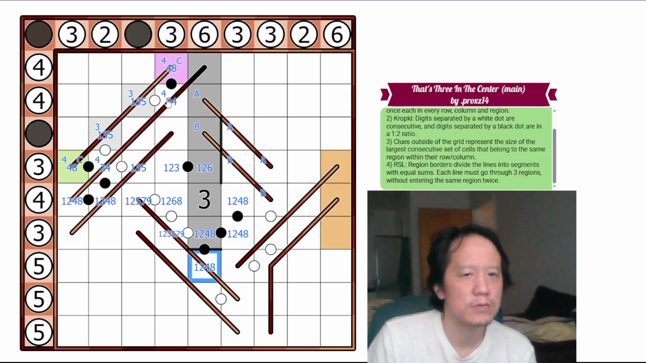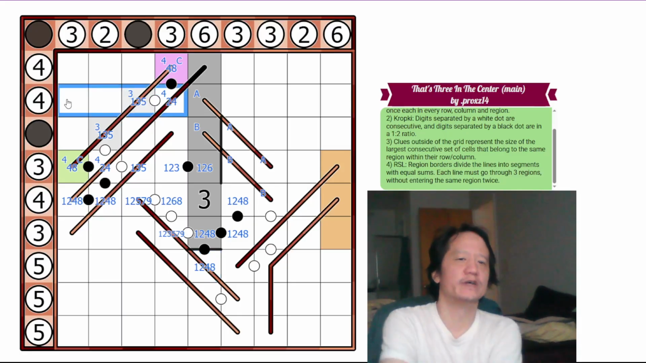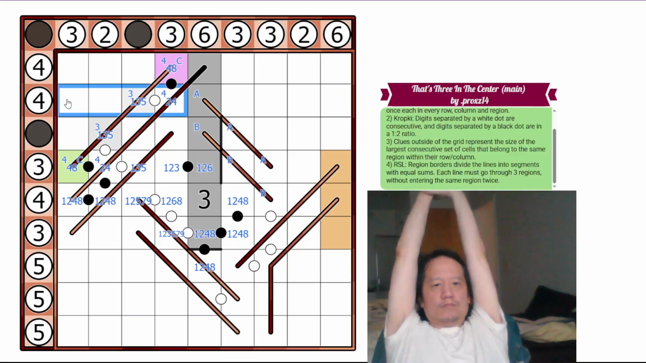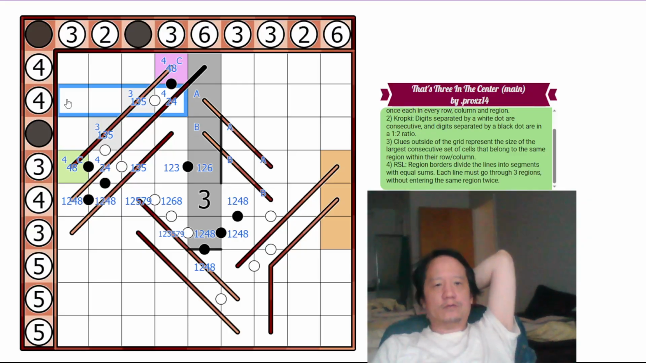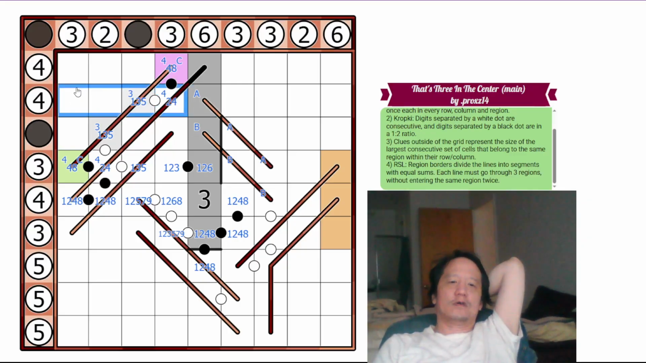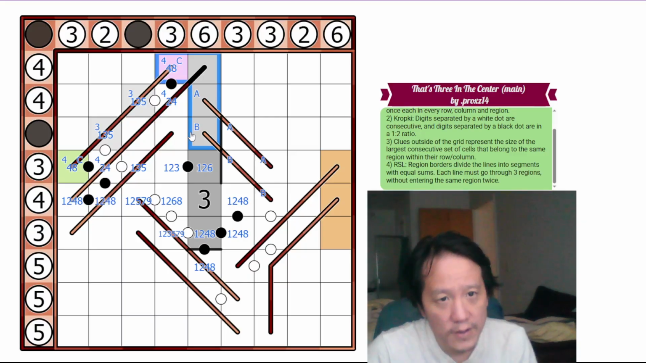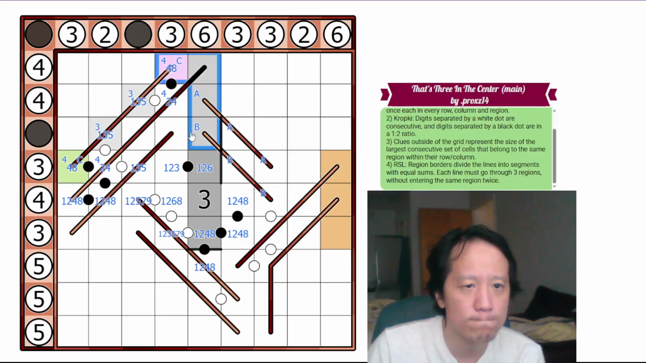So, this could be 4 by itself, though. Oh, can this ever be 4? I think the answer to this is no, as long as it's not gray. Or medium gray. If this is 4, this is a separate region. Well, I guess it could be 3 here, and this is part of that. Okay, so never mind. That could actually work.